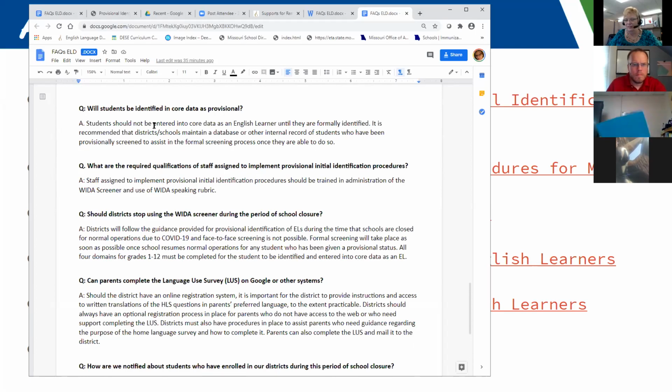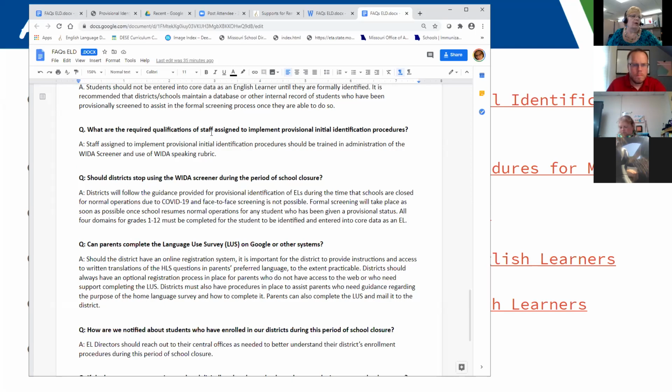And some districts have asked if the student will be placed in core data with this provisional screening. So no, we have no way of keeping that information, but we do highly recommend that you have some sort of data system of collecting that information so that you'll know which students need to be assessed when school starts, and having that in a central location in case they change schools or something like that.